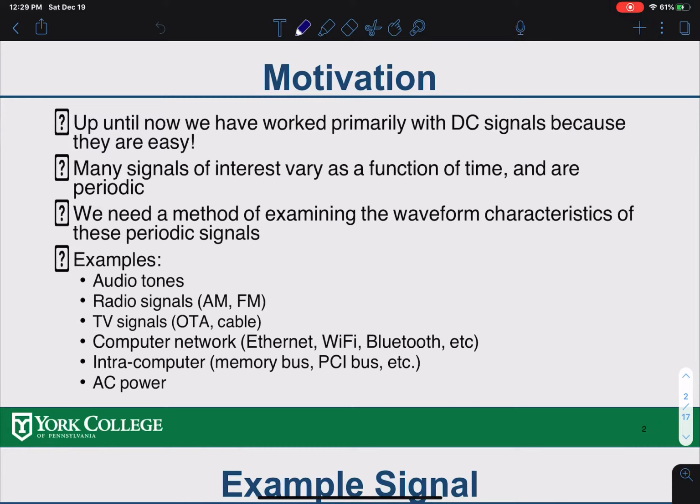What are the examples of time varying signals? Like audio tones, radio signals, TV signals, computer networks, Ethernet, Wi-Fi, Bluetooth, etc. Intra-computer memory bus, PCI bus, and also AC power signals. All of them are time varying signals. To know the signals and to analyze them, we need to visualize them on a screen, and that could be done by using an oscilloscope.